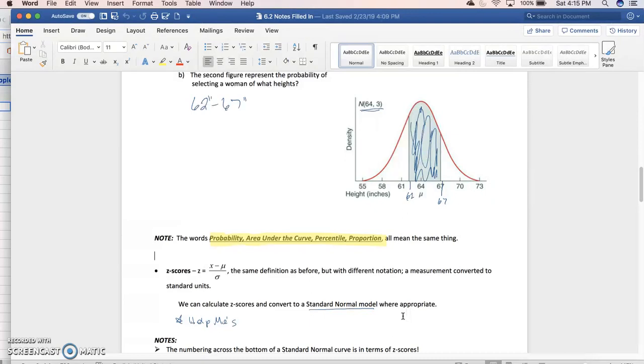So if you go back to our 6.2 notes, one thing that you might want to refer back to is this part right here where I noted that the words probability, area under the curve, percentile, and proportion are all ways to say the same thing. So if you're ever talking about the shaded region, they might refer to that as the area, the percentile, or the probability, and it's all of those things.